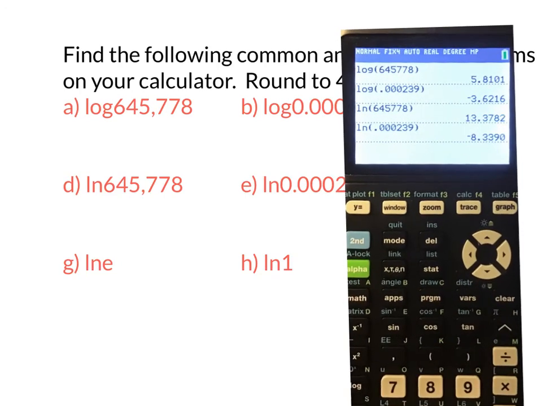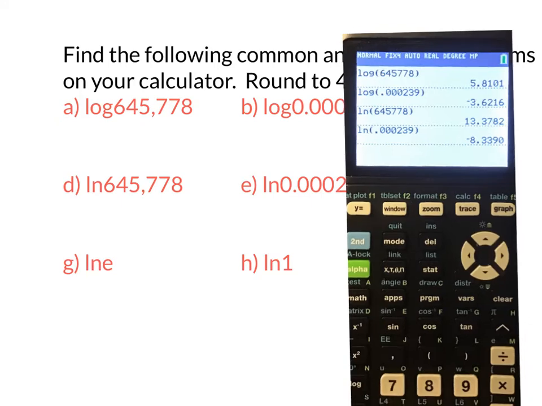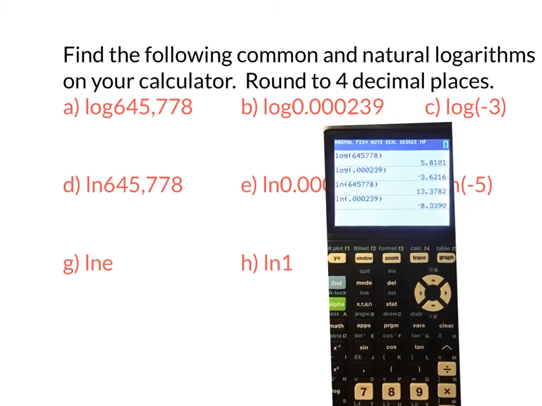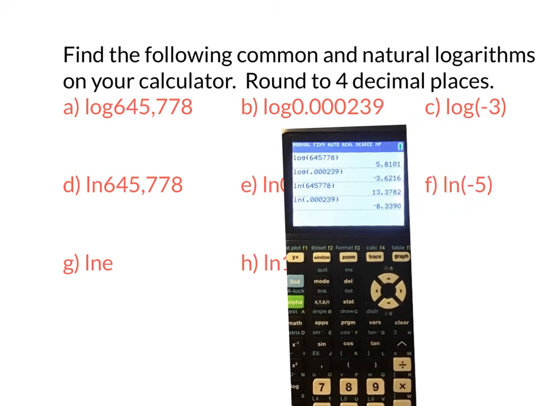Log 645,778, punched it in, got 4 decimals. Log, the second one right there. The third one, the part C, I tried to punch that one in. Actually, I didn't because I know it was going to be, but you cannot do a negative log.